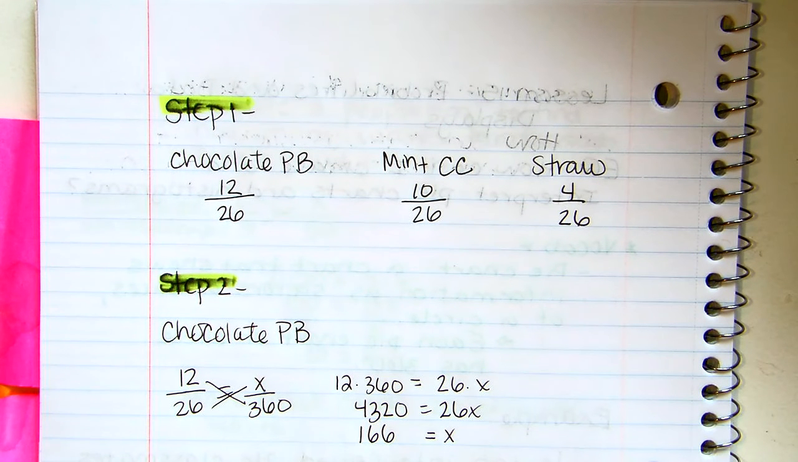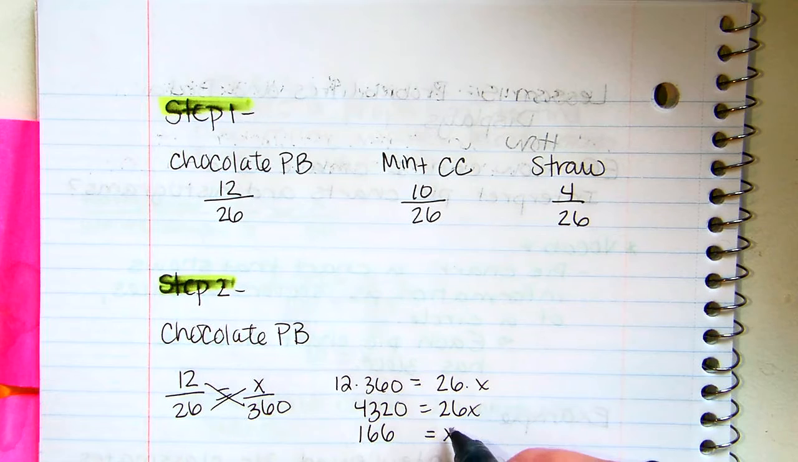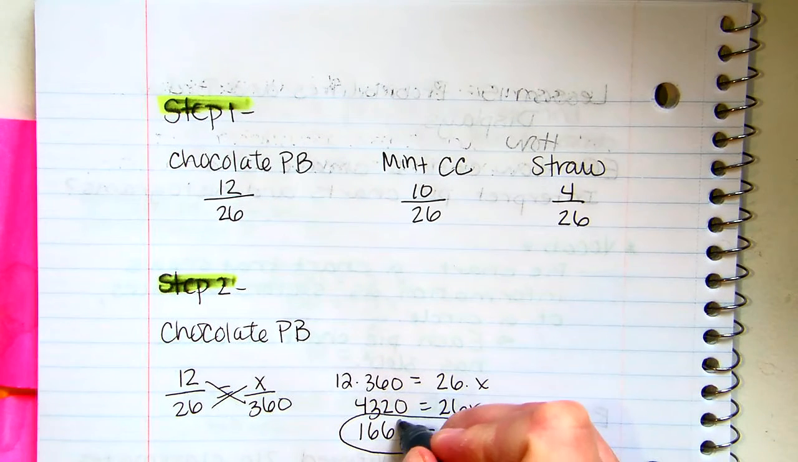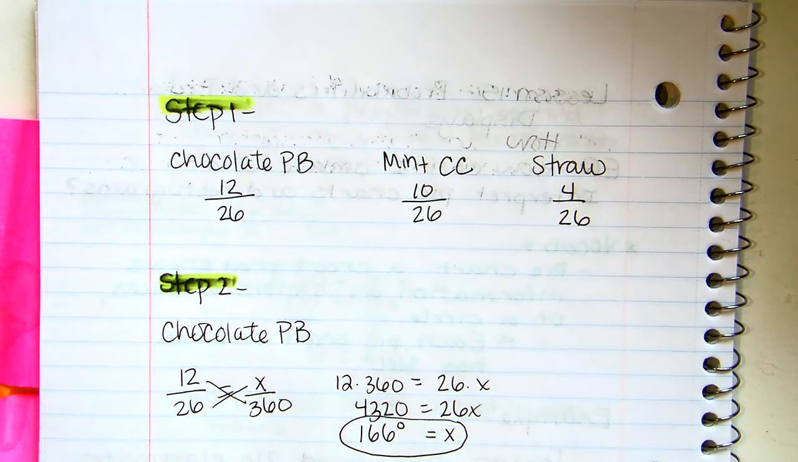Now I happen to get 166.153846. However, I want to round this to the nearest degree, so I'm just going to leave it as 166. And because x was our number of degrees, I'm going to add a degrees notation to that, and that's just the little bubble right up top.